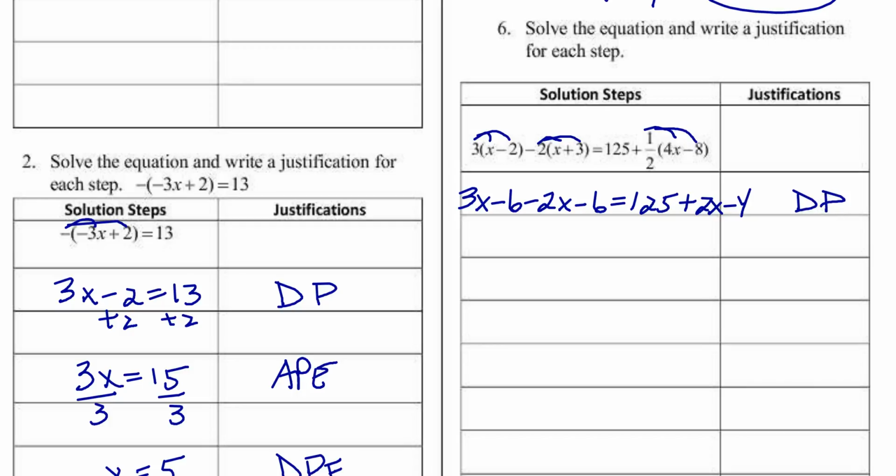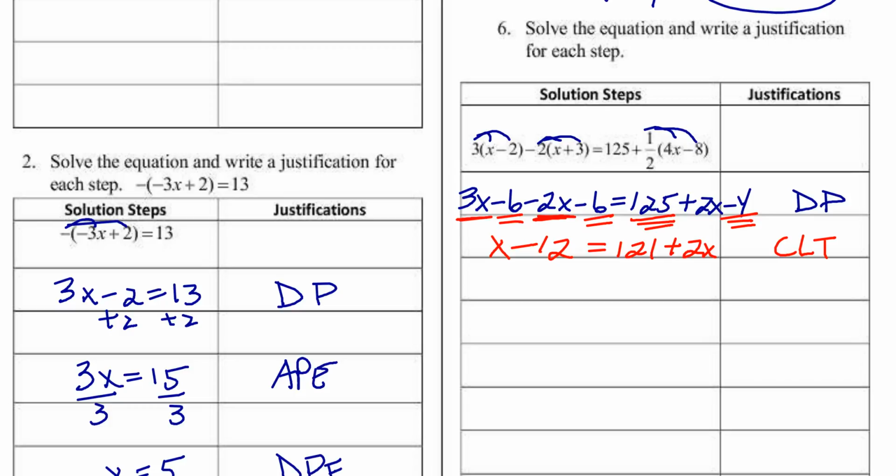I'm going to combine some like terms. So I've got the 3x and minus 2x. That leaves me with x minus 12 is equal to 125 take away 4 is 121 plus 2x. So that was my combine like terms step.